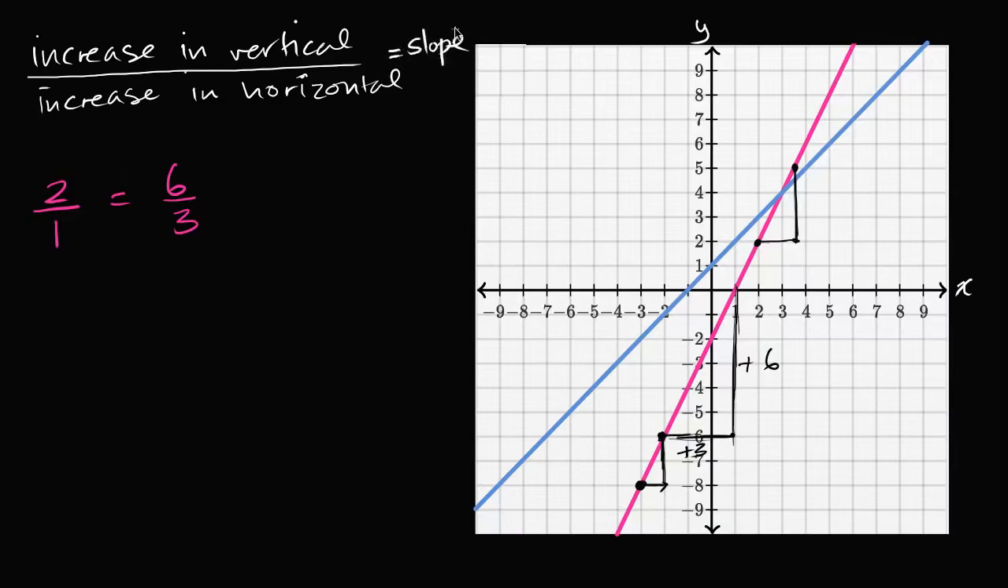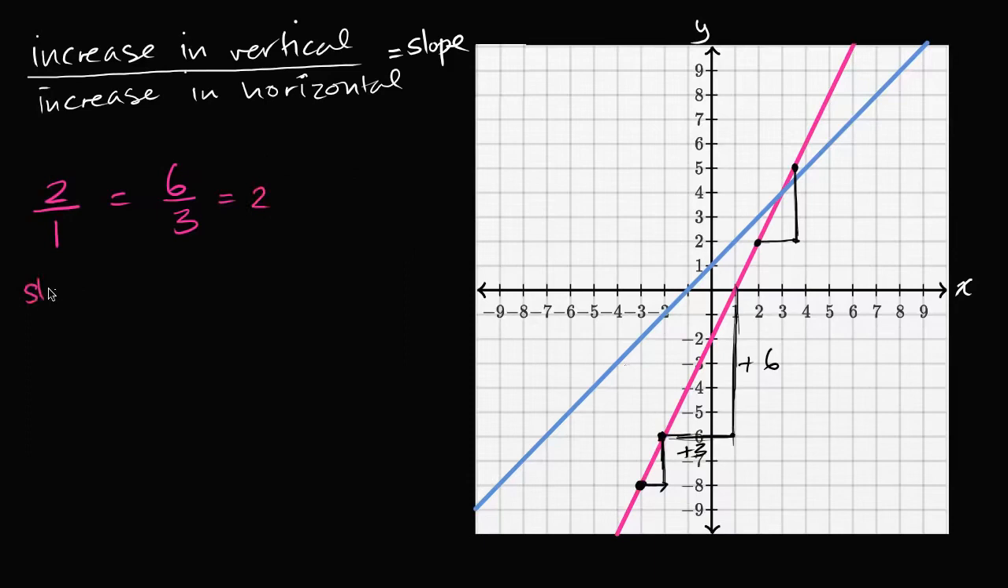You're probably familiar with the word slope being used for, say, a ski slope. That's because a ski slope has a certain inclination. It could have a steep slope or a shallow slope. So slope is a measure for how steep something is. And the convention is we measure the increase in vertical for a given increase in horizontal. So 2 over 1 is equal to 6 over 3 is equal to 2. This is equal to the slope of this magenta line.